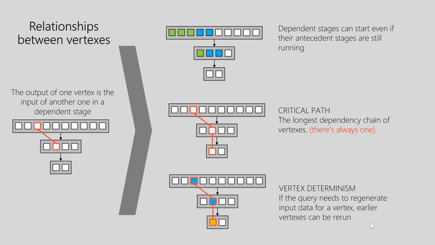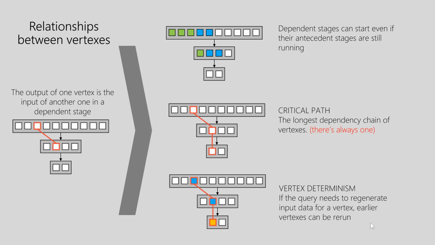Now vertices, just like stages, have a relationship. Every vertex essentially has a parent vertex, okay? And they're dependent on the output of another vertex. Except, of course, the very initial vertexes that are doing the extract, which are just reading from a file. So the key points I want to talk about here are, first, that vertexes don't have to start, and stages don't have to start, in order.